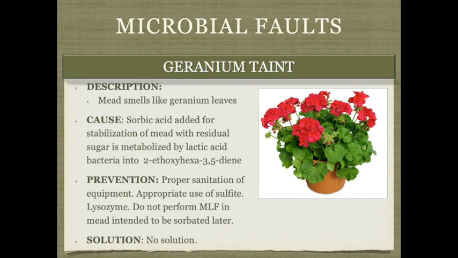Prevention is just like you would for any other microbial fault: proper sanitation and sulfites. Don't perform malolactic fermentation on a mead that you're intending to sorbate later. And then using lysozyme, which I will cover here in a second. It can be detected even at very low amounts. So if it's there, it's almost impossible to do anything about it at any detectable amount.